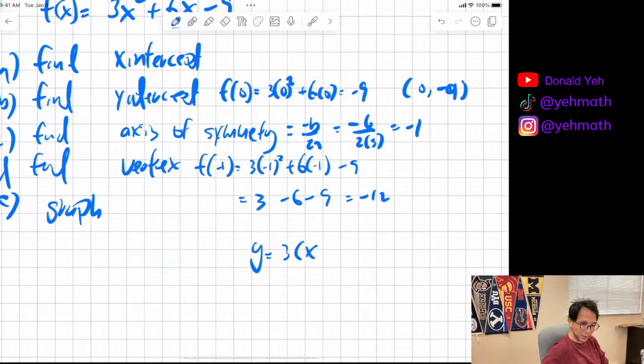You can even change to vertex form. It's going to be 3 times (x plus 1) squared minus 12. And that's what Leah was asking earlier. Leah was asking, how come I change the sign? Inside the parentheses, it's always changing the sign, depending on where the vertex is. So it's going to be the opposite. It's inside the parentheses.